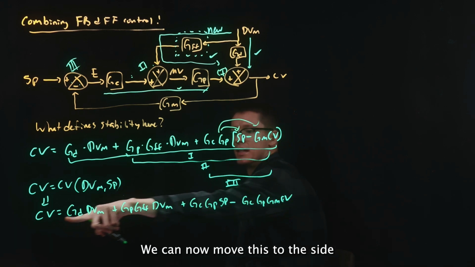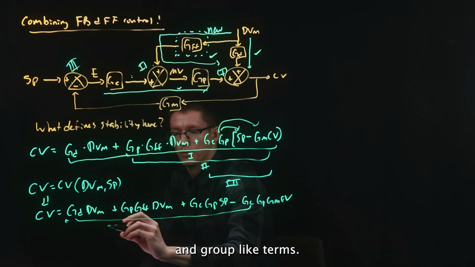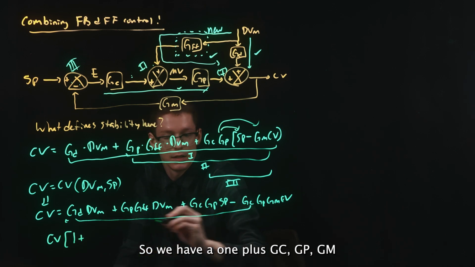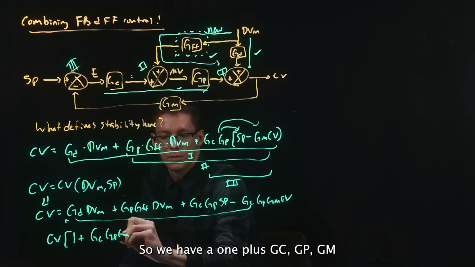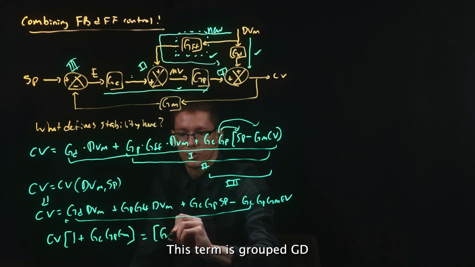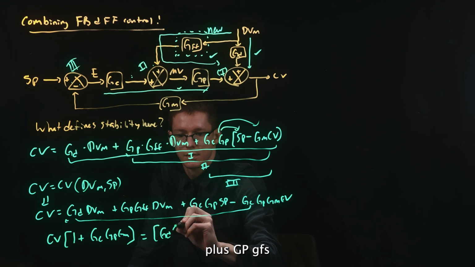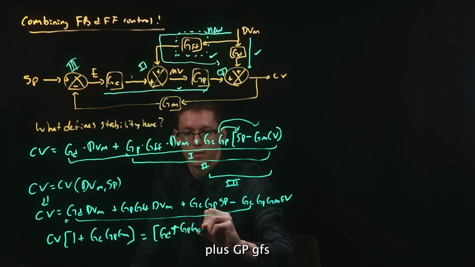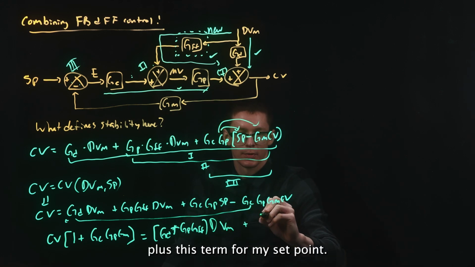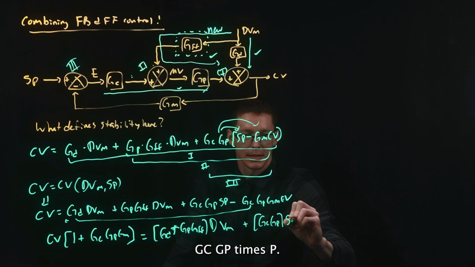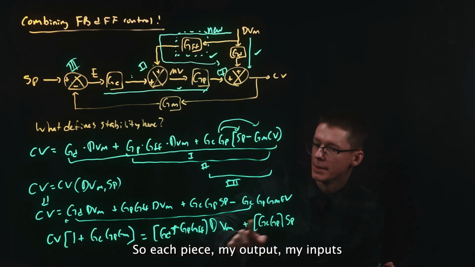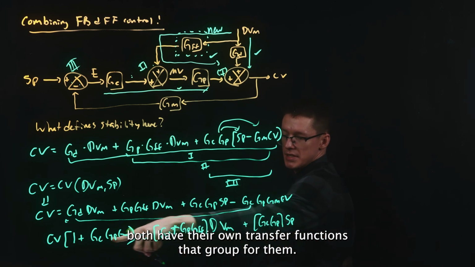We can now move this to this side and group like terms. We'll extract already out our CV term from that. So we have a 1 plus GC GP GM equals, this term is grouped, GD plus GP GFF all times DVM, plus this term for my set point, GC GP times SP. So each piece, my output, my inputs, both have their own transfer functions that group for them.